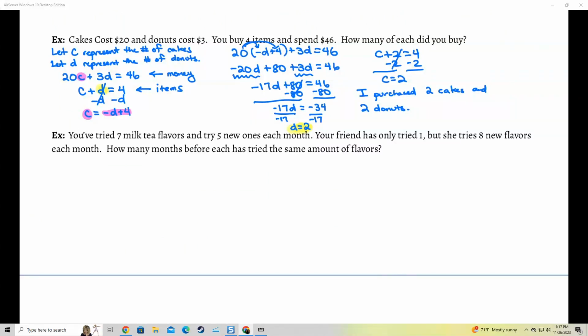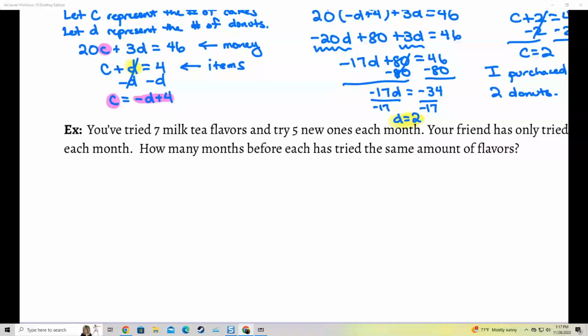Well, what are they asking you for? They're asking for the number of months. That means we don't know how many months. So I'm going to say let M represent the number of months. And what else are we talking about? Well, we're talking about the amount of flavors tried. So I'm going to say let F represent the number of flavors tried.